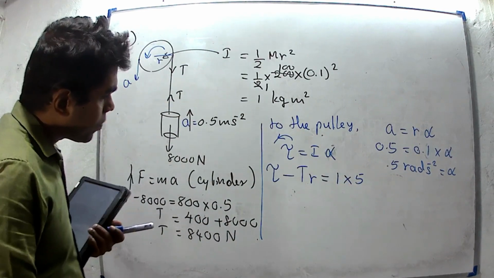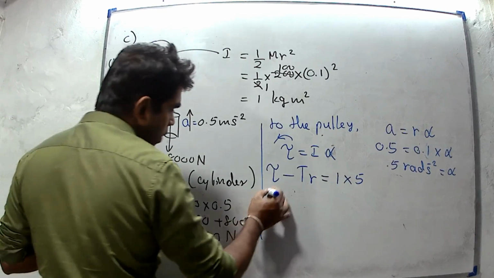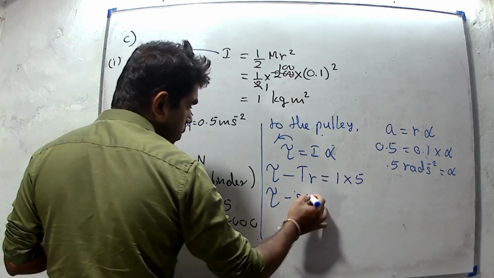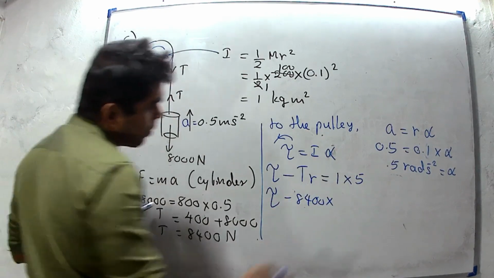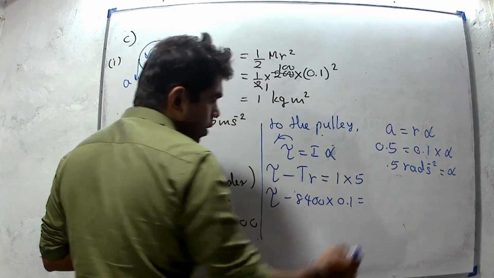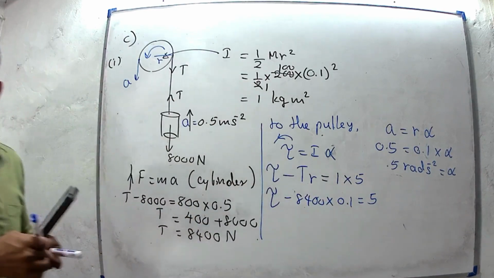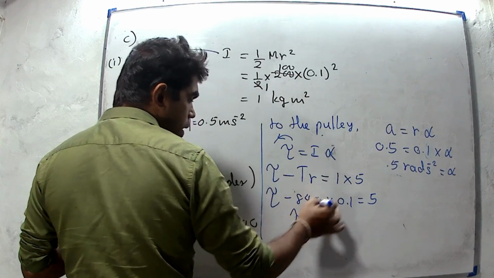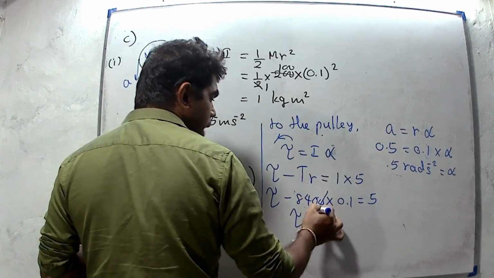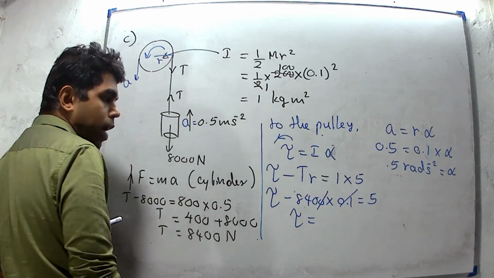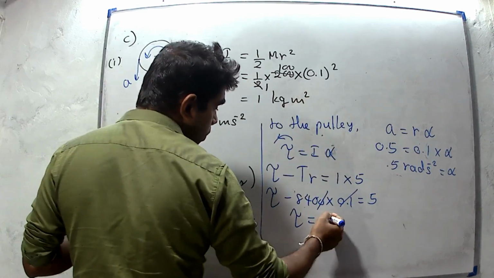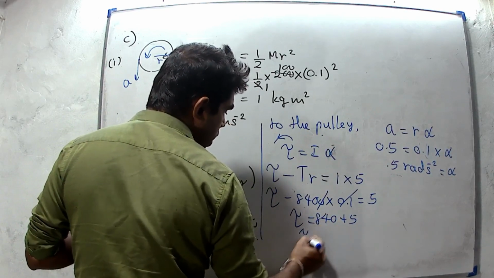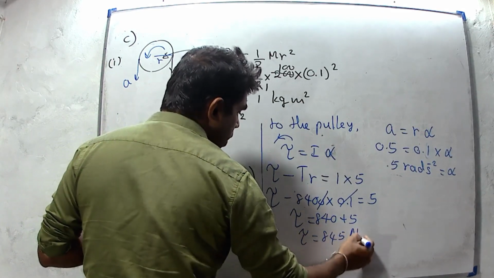Then we can find the tau value. Tau minus tension, which is found as 8400, multiplied by the radius of the pulley, 0.1 meters, equals 5. Then we can simplify it. Tau equals 8400 into 0.1. We can cancel out the 0 with 0.1, giving 840. We have to bring it to the right hand side. 840 plus 5. The torque is 845 Newton meter.